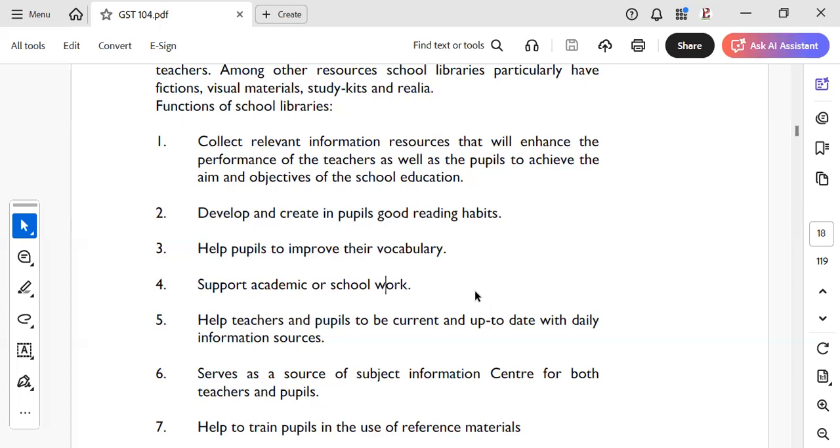Then number four, support academic or school work wheresoever you find yourself. It might be in school, it might not be in school. You should be able to support whatsoever. It might not be your organization or your business, but the way you take care of people's things is the way you surely take care of your own thing. So whatsoever you are doing, you should do it very well so that people will benefit from you, and at the end of the day, you yourself benefit by doing the same thing because everybody is learning.